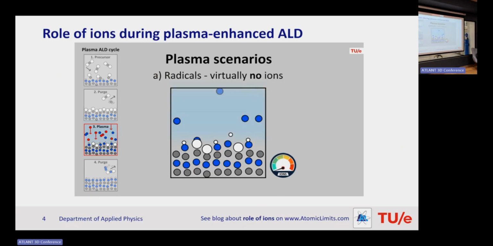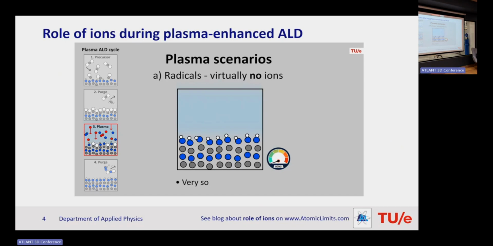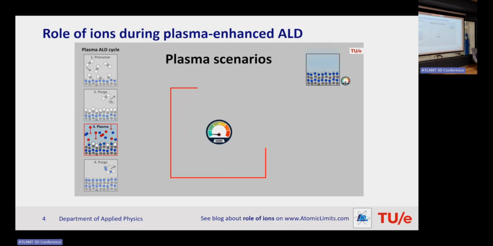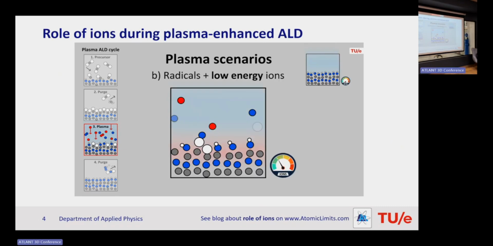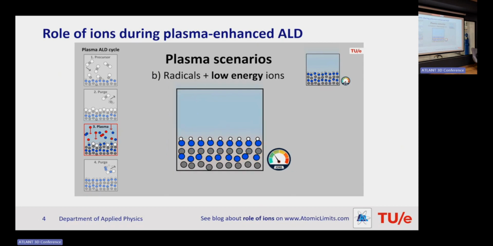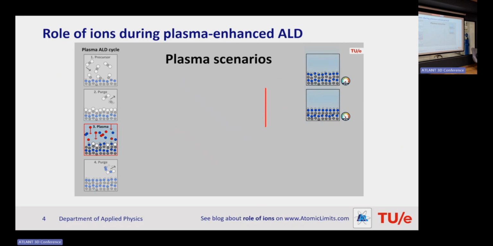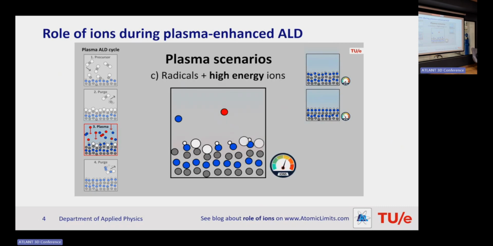First of all, we can take conditions such that we have mostly radicals during the plasma step and virtually no ions. That would be very soft conditions. For some applications, this would be very important. Under regular conditions, you would have low energy ions, and they are more important than we thought initially because they can enhance surface reactions. That is also very helpful in some cases.